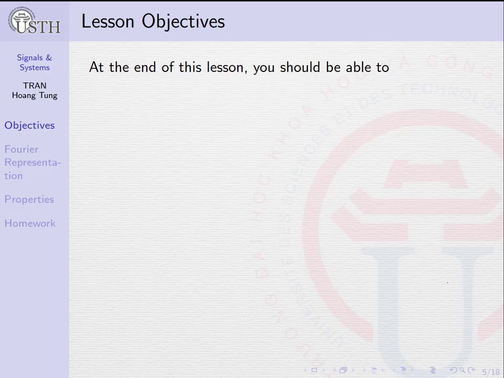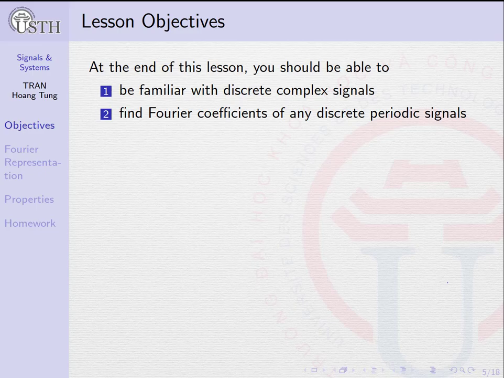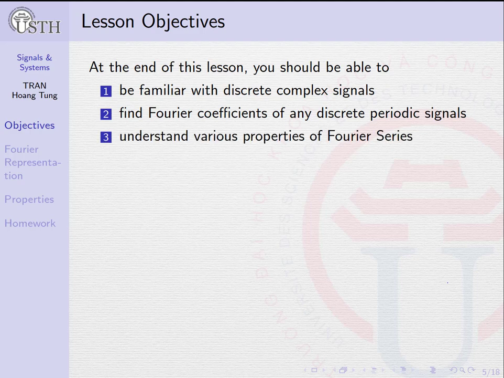The first objective is that by the end of today's lesson you must be familiar with discrete signals and complex signals. You should be able to find Fourier coefficients of any discrete periodic signals, and you should understand many properties of Fourier series in both the continuous domain and the discrete domain.